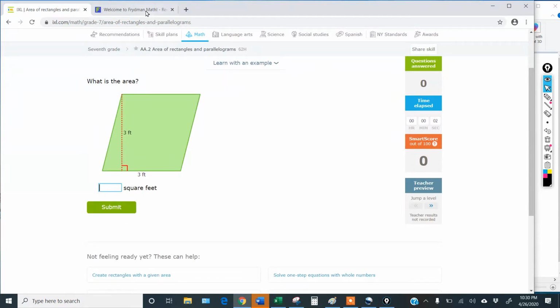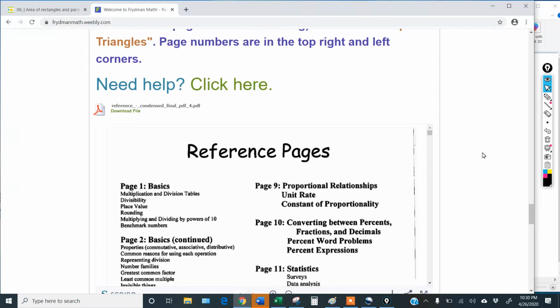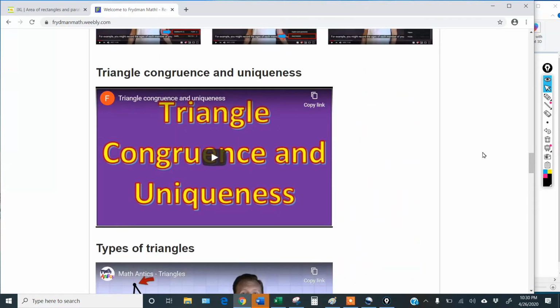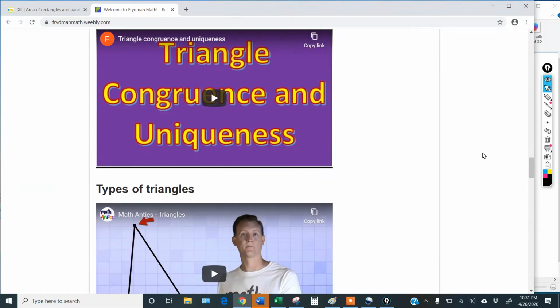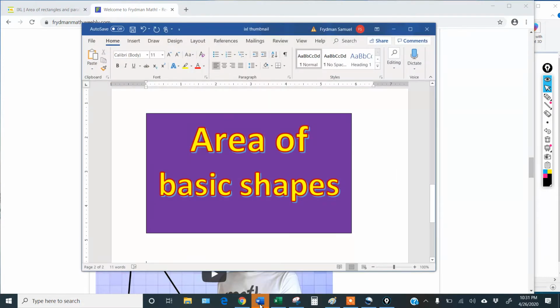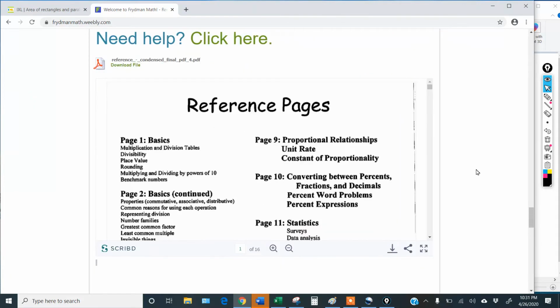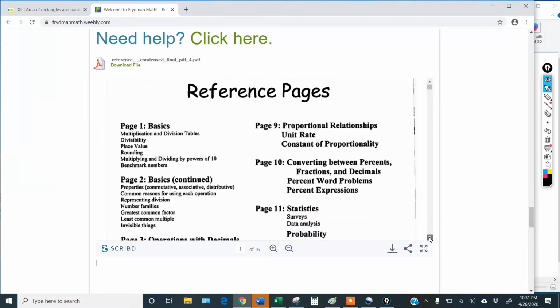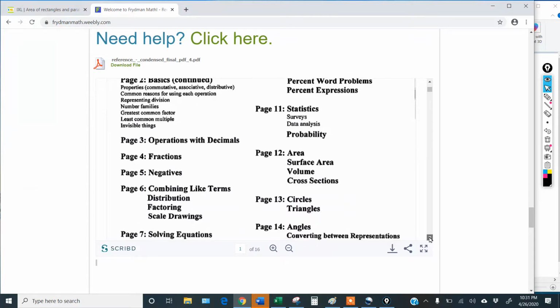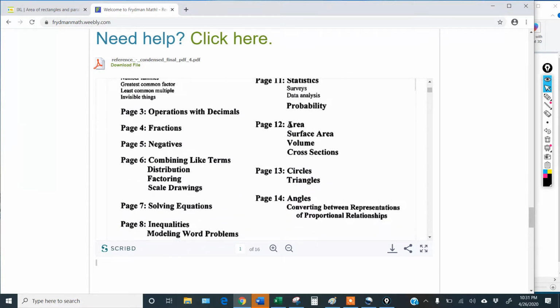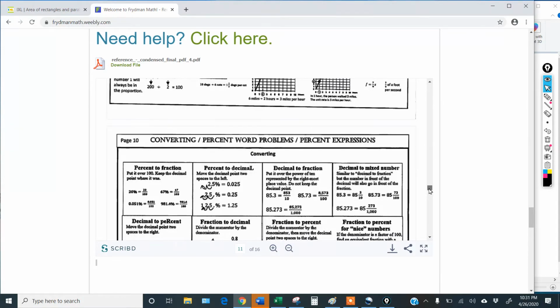Okay, before we do that, let's go over to Friedman Math. Make sure that you watch the videos in this section over here. I'm going to have a video called Area of Basic Shapes that you should watch before doing this IXL. And you should also look through the reference pages, which I'm going to do right now. For this IXL exercise, we are going to need to look at area, which is on page 12. So let's go down there.